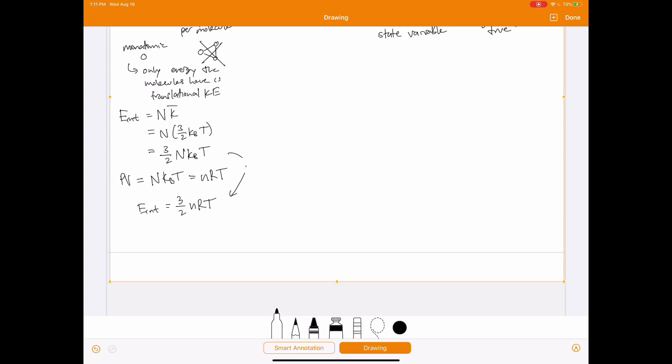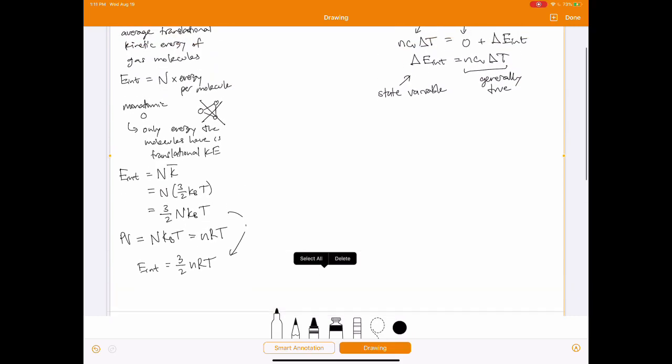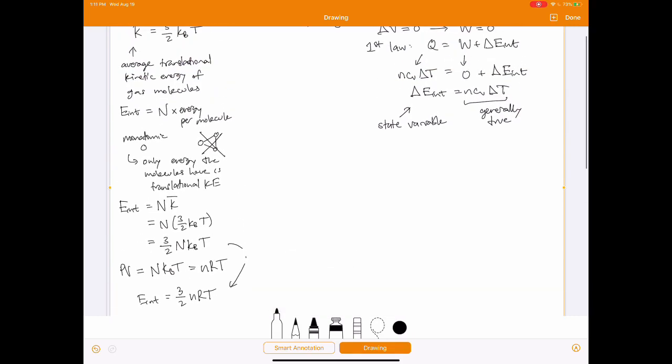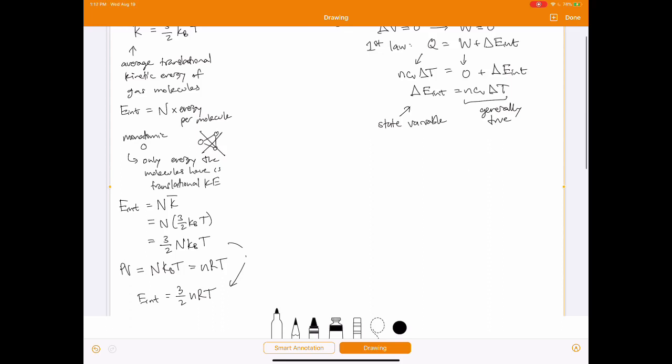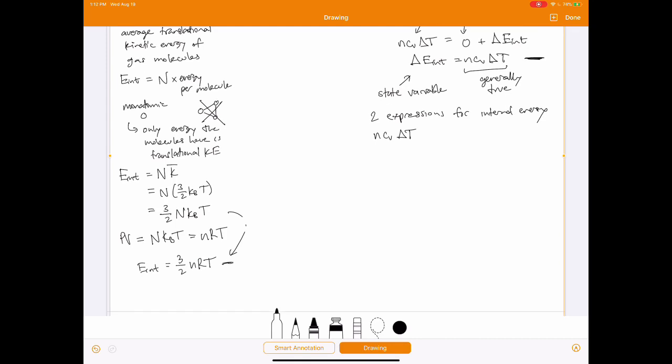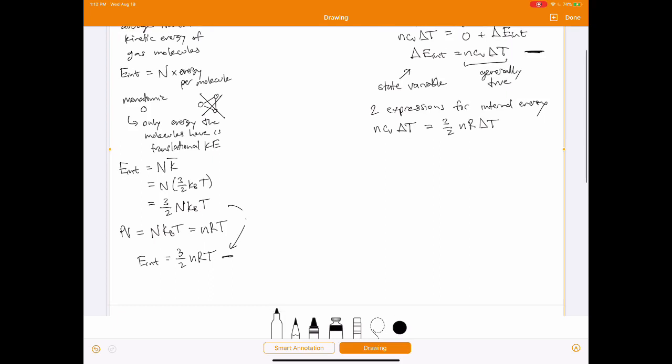Well, basically we have these two different expressions for internal energy that we've derived so far, right? One of them is right up here, and I'll write it out. So here, two expressions for internal energy. One of those is n C_V delta T. That's the first one we came up with up here. And the other one is down here, 3/2 nR, and if we're talking about a change, we write delta T.